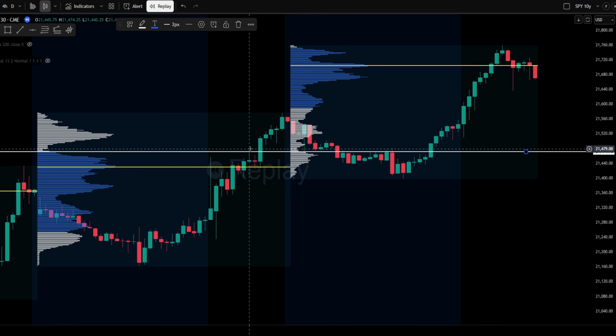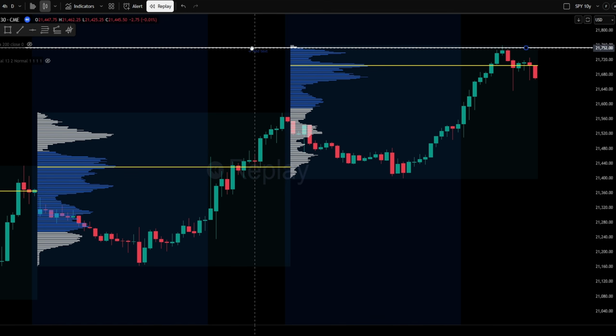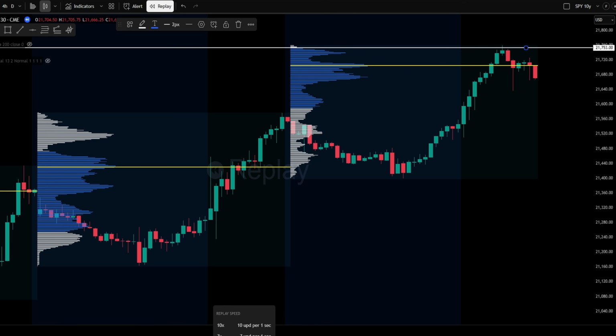So now let's go ahead and drag that white line right up to value area high on the current day. Now in bar replay, I'm going to speed this up just a little bit, so I can be respectful of everybody's time out here. So for this, I'm going to simply click play.